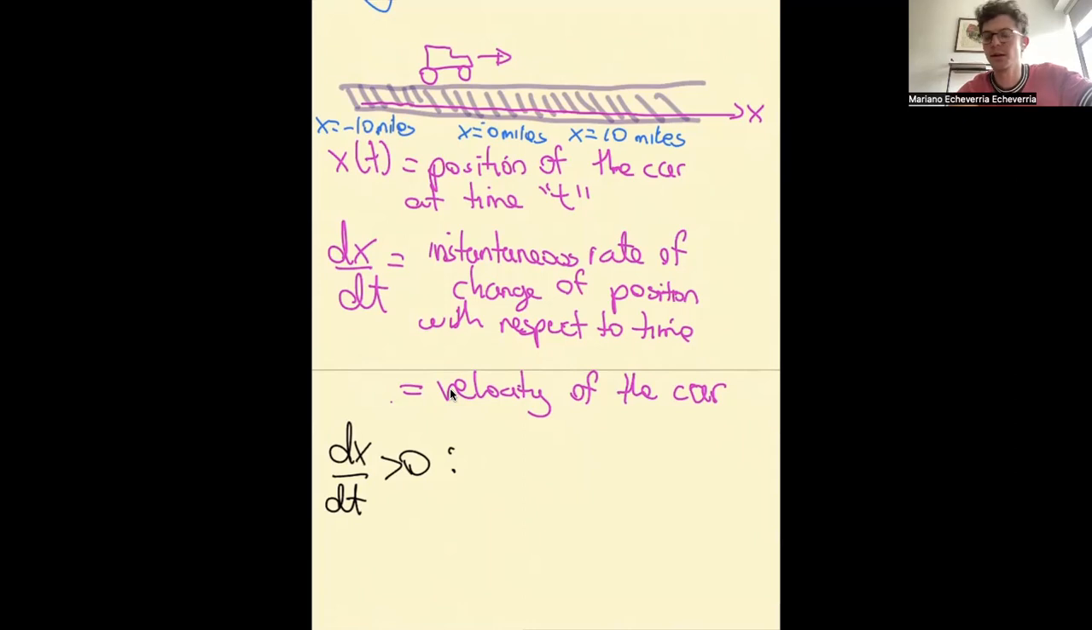It's moving to the right because if you look at x, it is increasing as you move to the right in this diagram. So the car is moving to the right.